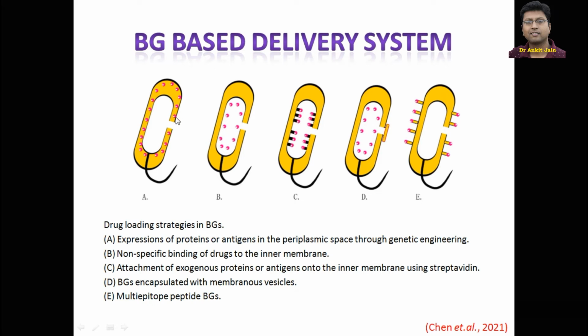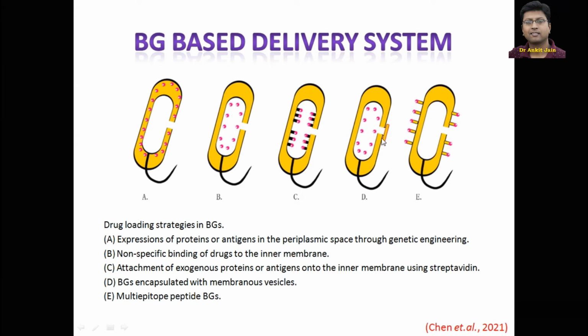First, the vaccine is adsorbed inside the periplasm of the bacterial host. In the second picture, we are showing that the vaccine is inside the cavity of the bacterial host. The third one is when the antigen is streptavidin coated and the BG platform is biotinylated. So streptavidin-biotin binding is used in this mechanism.